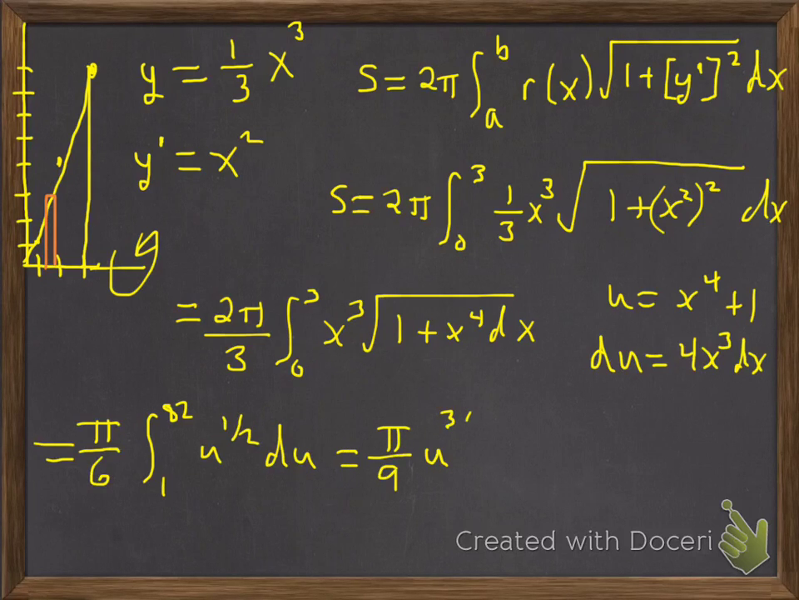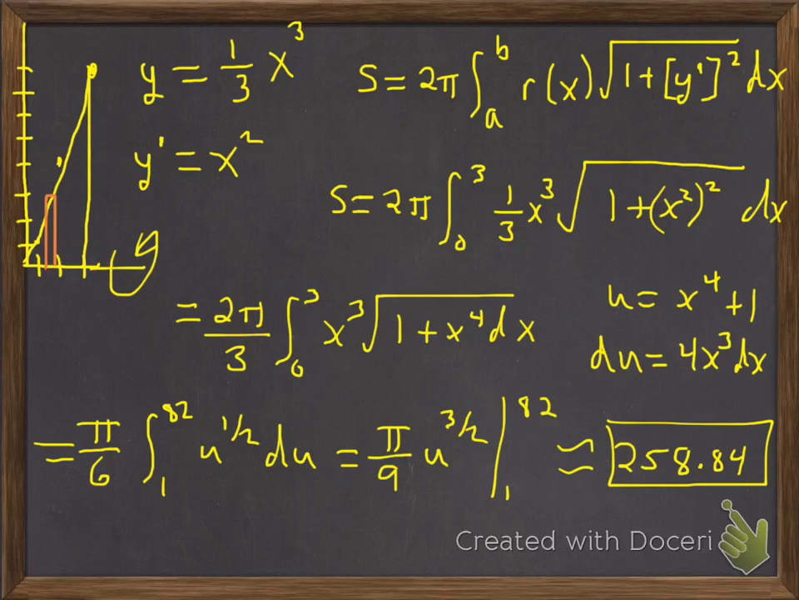This is going to become pi over 9, u to the 3/2, 1 to 82. So you're going to end up dividing this by 3 over 2 when you do the power rule. So flip that over, and that'll give you 2 pi over 18, and reduce that to be pi over 9. And then just evaluate, and this surface of revolution is going to be about 259 units, and it depends on the problem how accurate you want that to be. So that's an example of finding surface of revolution.